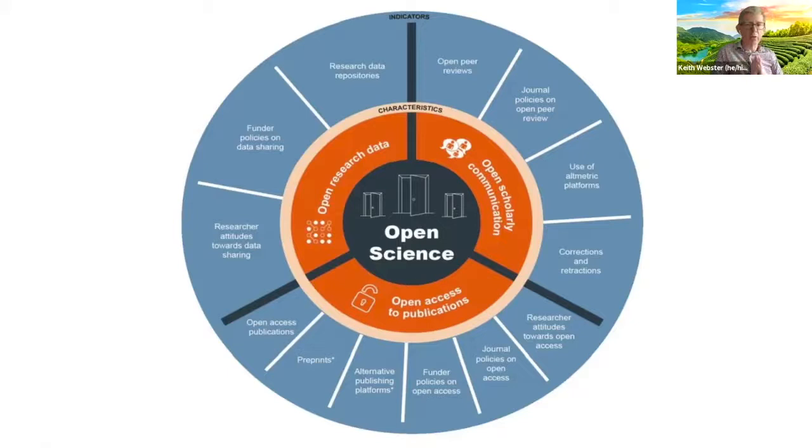We know that in so many parts of our lives, the internet has democratized what we do, and we expect science to be the same. We want it to be visible and accessible. And we also recognize that open science can help increase visibility and play an important part in building a scientist's reputation. This model is taken from the European Union's open science framework.